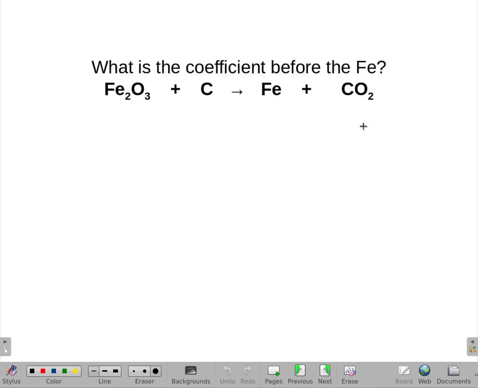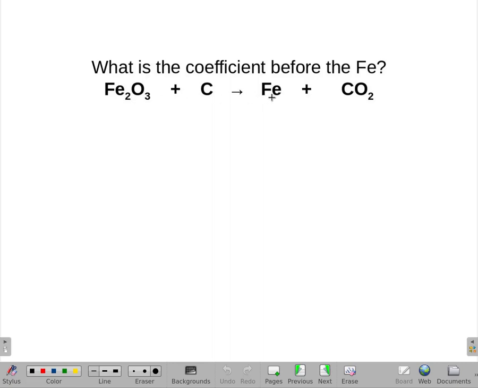All right, another one of these. We're getting a little bit more complex because I have a slightly bigger molecule. And to be honest, this is a little bit more like how I might ask the question on a test, because you notice how it just asks what the coefficient is in front of the Fe. So we would just be looking for that number.